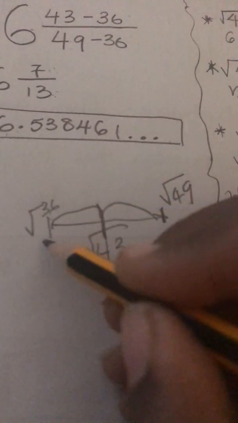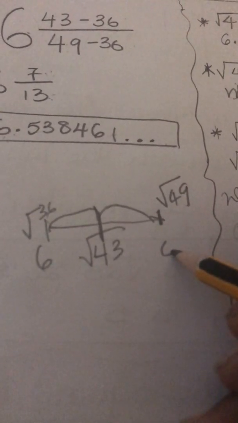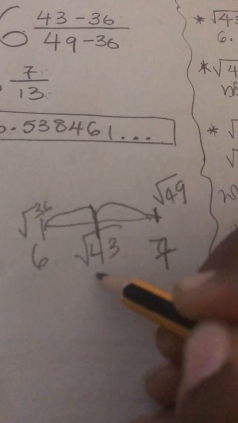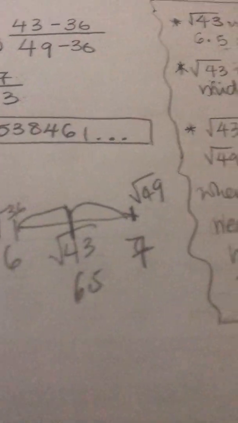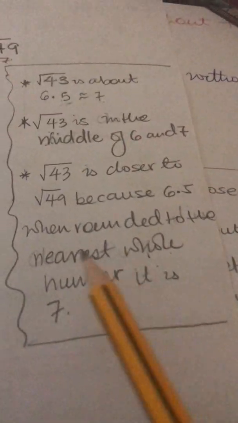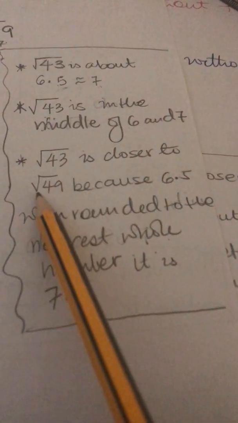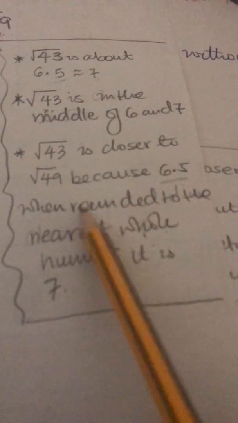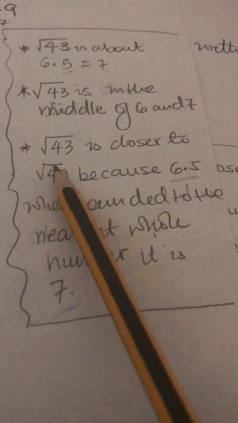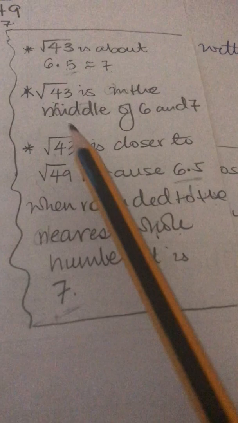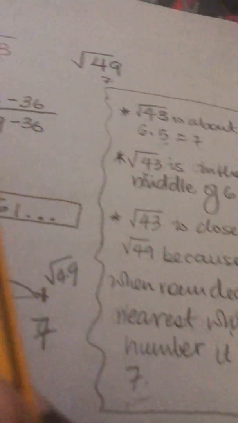49. Okay? 7. And this is 6.5. Alright. Square root of 43 is closer to square root of 49, because 6.5 when rounded to the nearest whole number is 7. And the square root of 49 is 7. So that's why I said square root of 43 is closer to the square root of 49 than it is to 36.